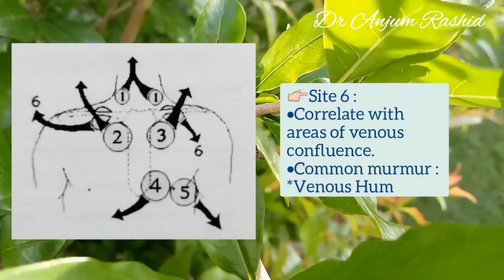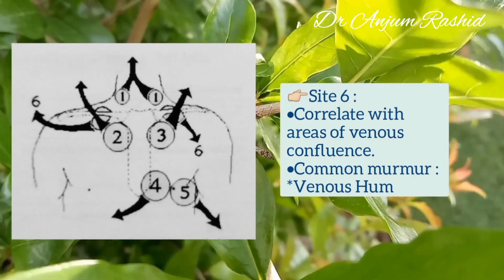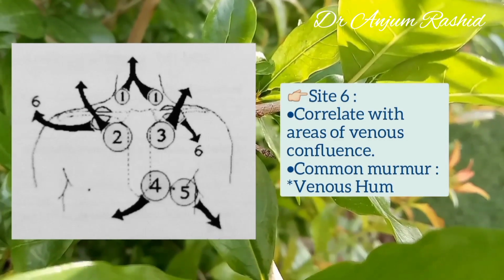And the last is site 6. It correlates with the areas of venous confluence and the common murmur heard here is the venous hum.